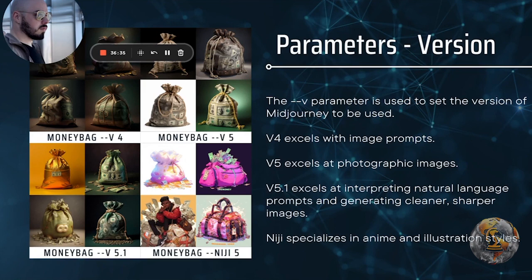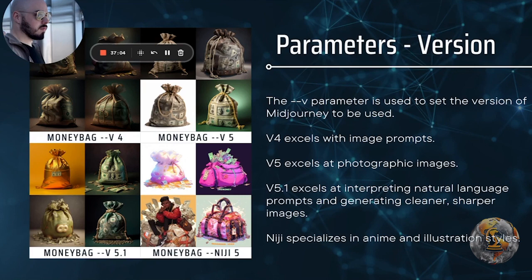Then Niji specializes in anime and illustration styles. So like anime, like Naruto-looking styles. Obviously anime is bigger than just Naruto, but just put an image into your mind. So you can look over here, V4, V5, V5.1, and then the more anime-ish looking style. So just pick which one you actually want. Maybe you're more of the V1 style. Maybe you're the more anime style.